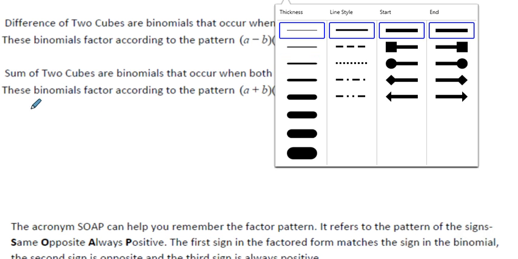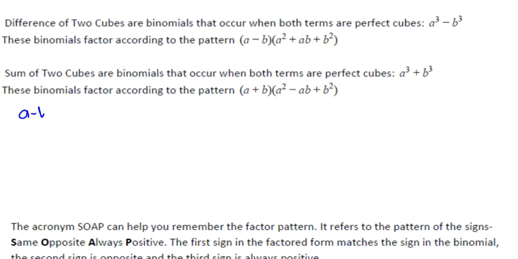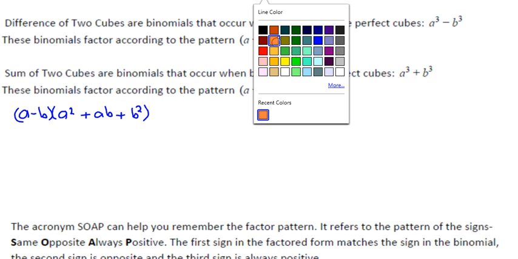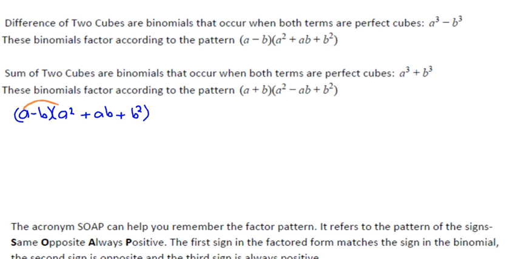We want to start off looking at a minus b times a squared plus ab plus b squared. And now let us proceed with our distributive property. So we've got a multiplying a times a squared. And we know that's going to equal a cubed.